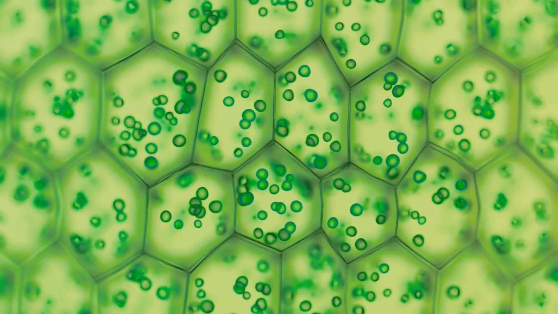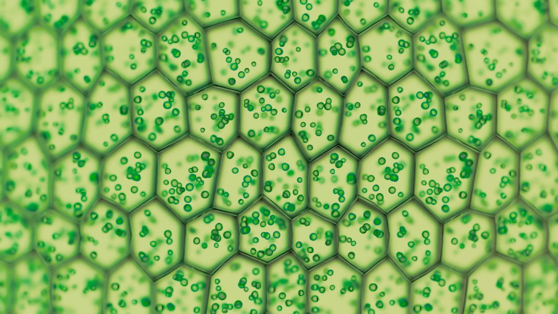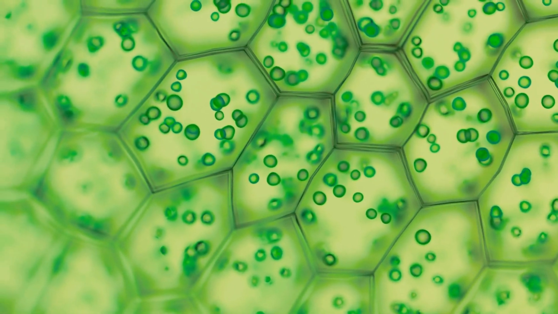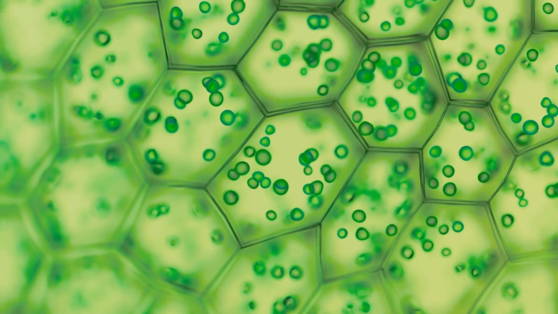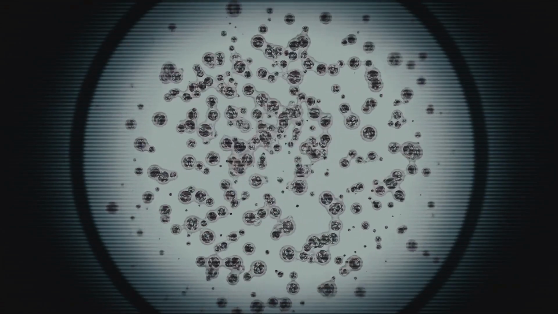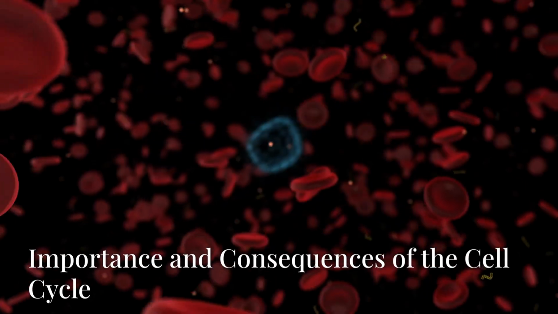Imagine the cells in a leaf of a plant. Some differentiate into guard cells that regulate gas exchange, while others form the vascular tissue that transports water and nutrients. Without the cell cycle providing new cells for differentiation, such specialized structures couldn't form.